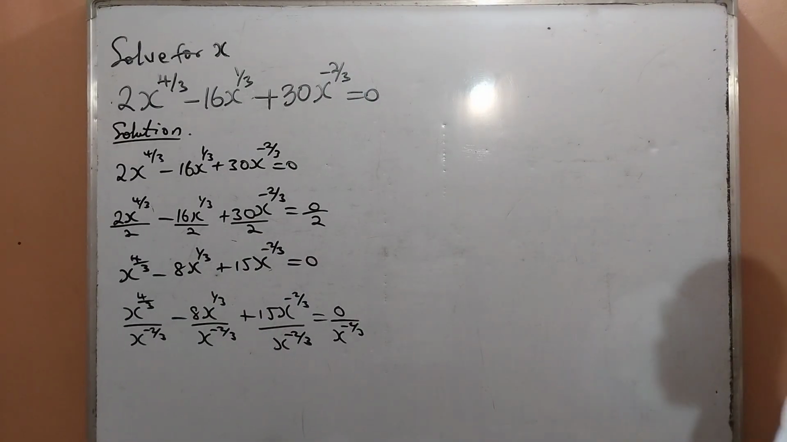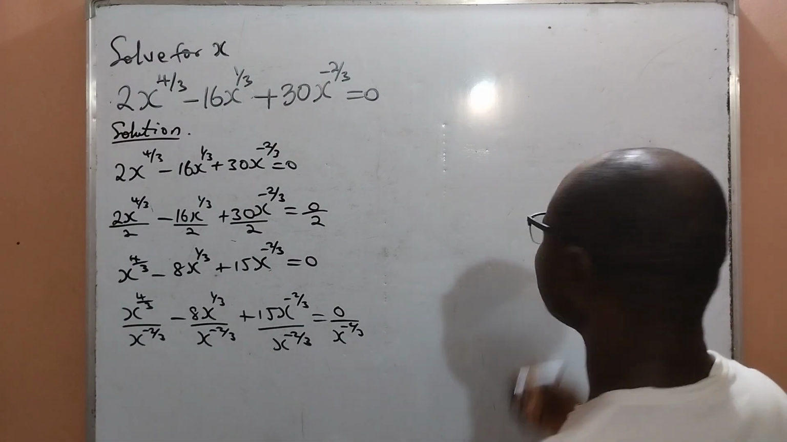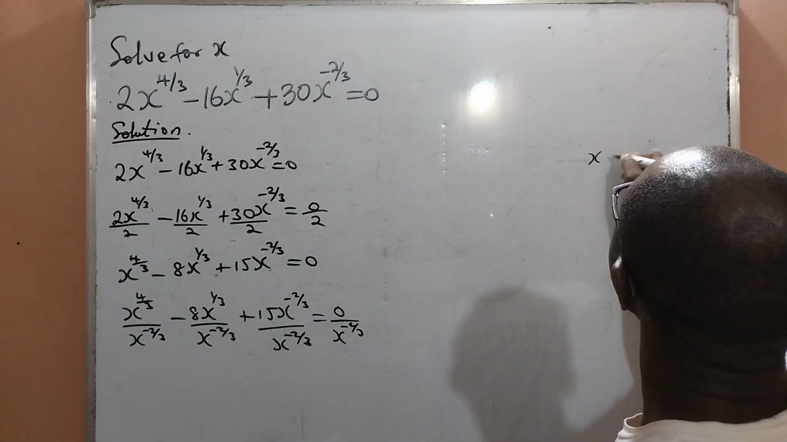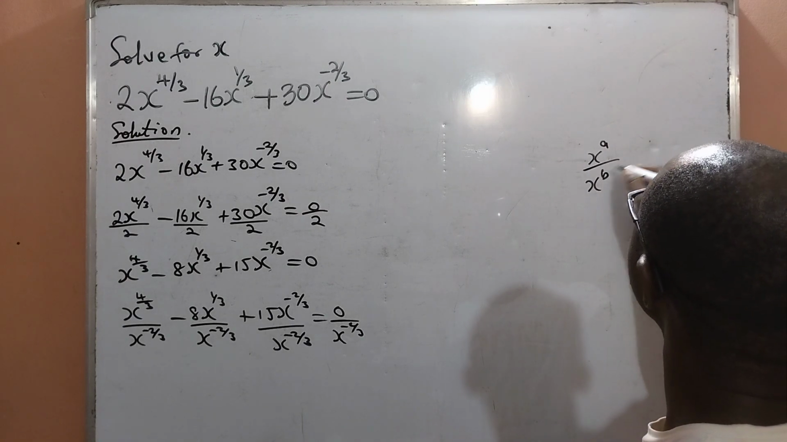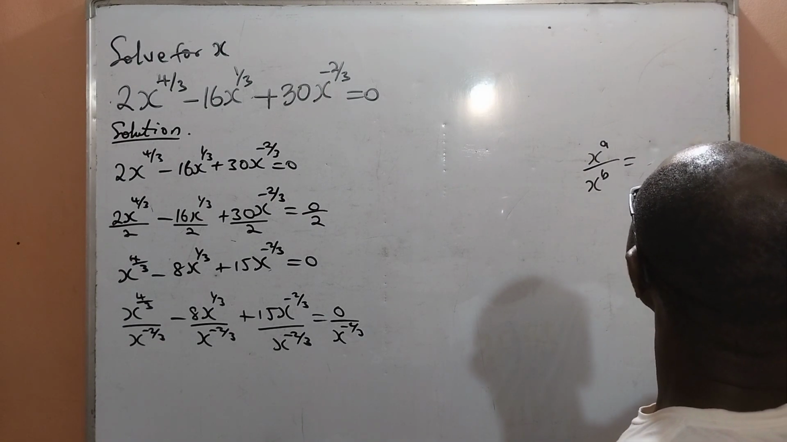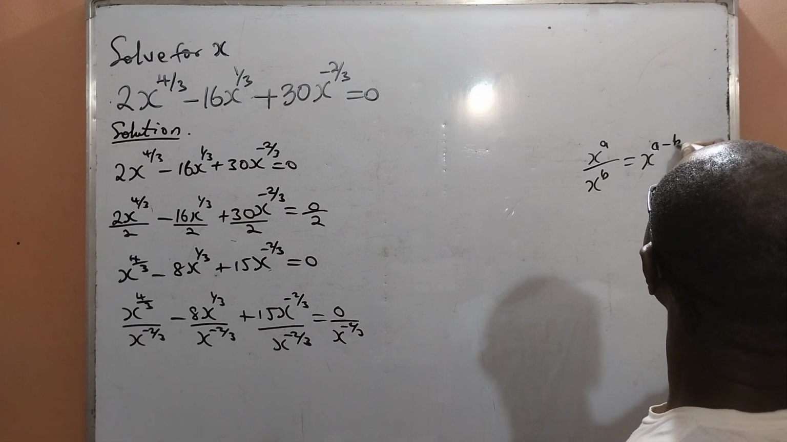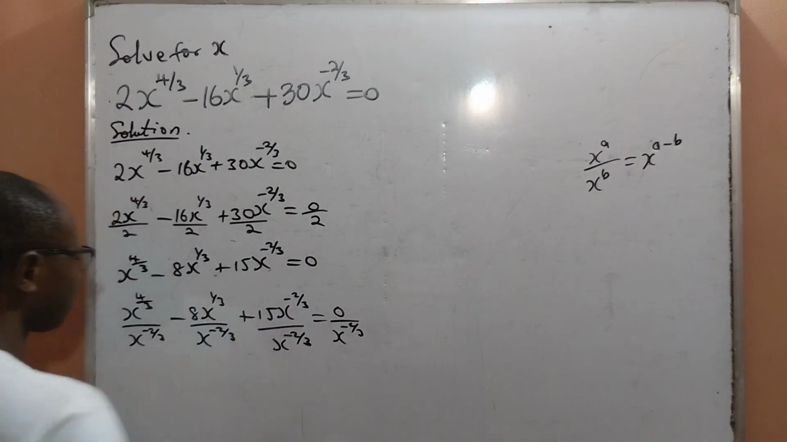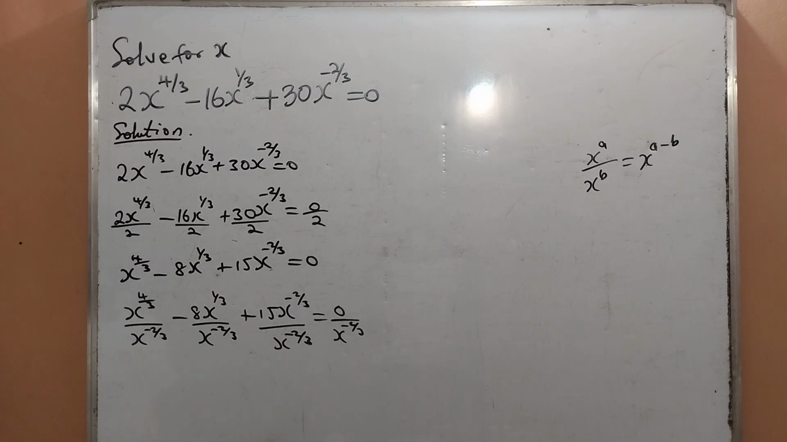But you can agree with me that in indices, if I have x raised to the power a all over x raised to the power b, it is equal to x raised to the power a minus b. That means when the base in the numerator is the same as the base in the denominator, then the powers will subtract. I repeat what I have said. If the base in the numerator is the same as the base of the denominator, the powers will subtract.